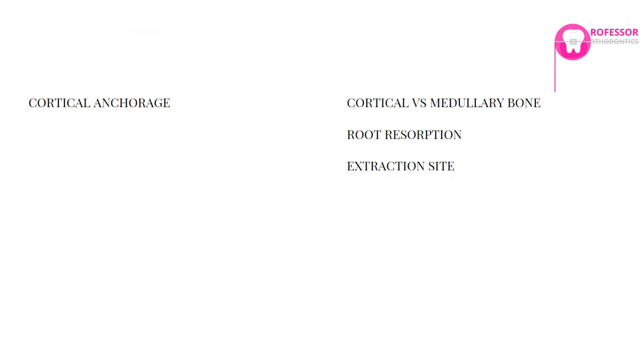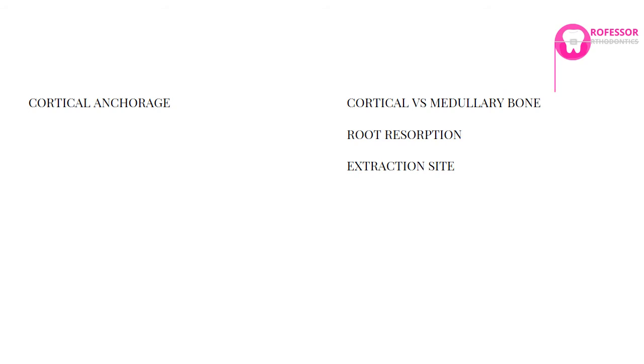Now, before that, there's something called cortical anchorage. Cortical anchorage was mainly utilized by Ricketts. He emphasized cortical anchorage. He basically said that if the root comes in contact with the cortical bone instead of the medullary bone, which is very spongy, we know that cortical bone is thick, dense, and compact, whereas the medullary bone is spongy, it's more vascular.